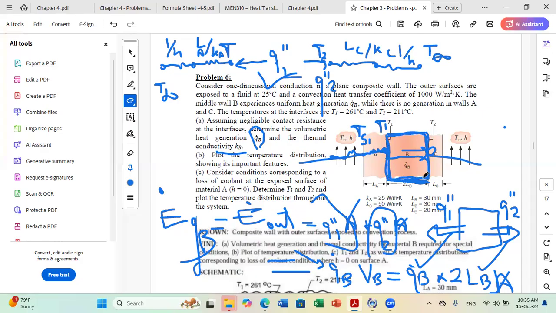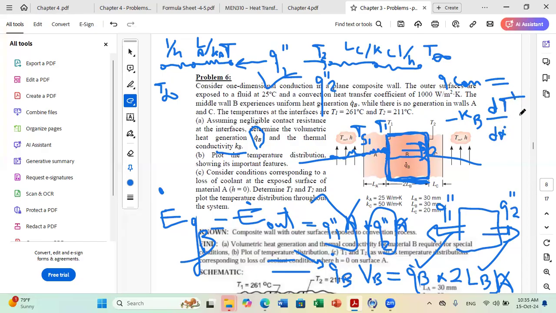Why? Because how to calculate conductivity? Conductivity is related to conduction flux. So you need to know the conduction flux in material B. But what is by definition Q conduction? It's minus K dt by dx. Minus KB times dt by dx in B. And Q conduction in B is not constant. It's varying with position because of generation.